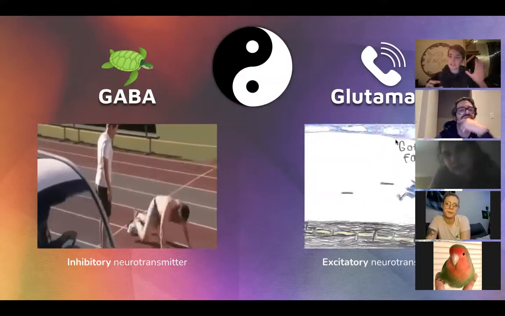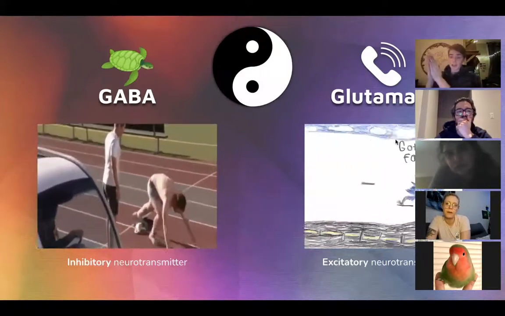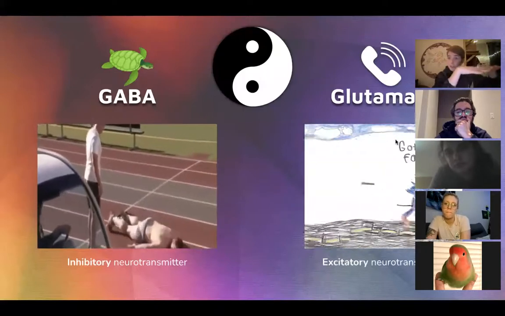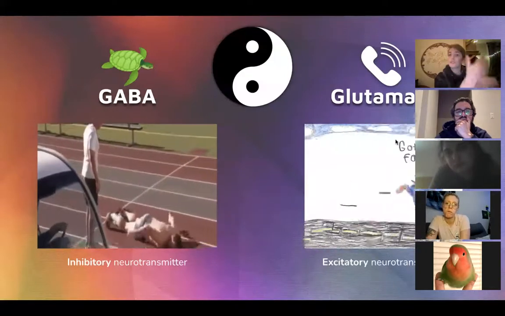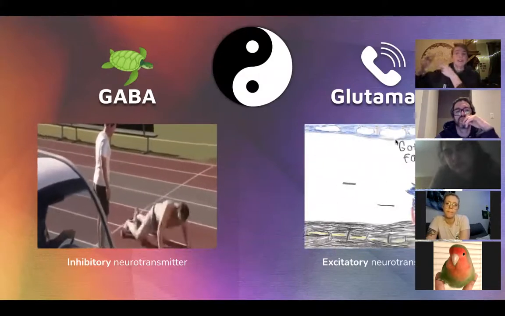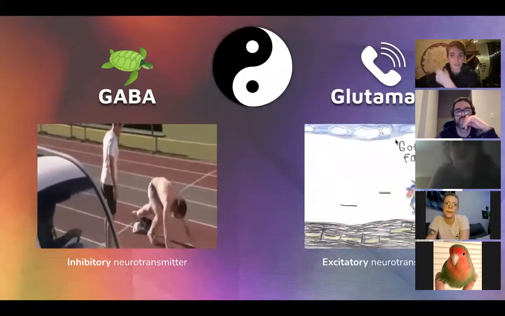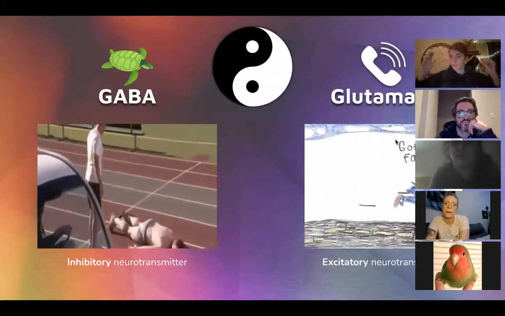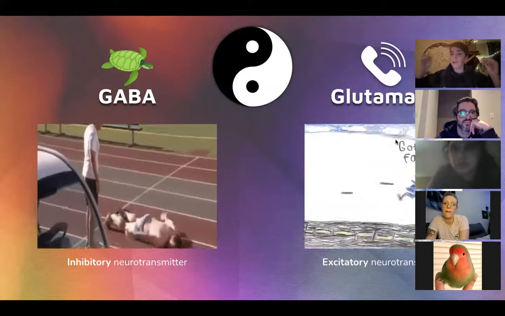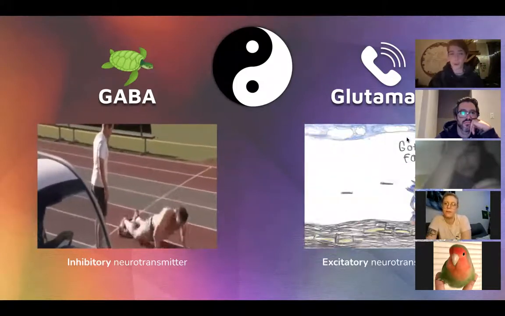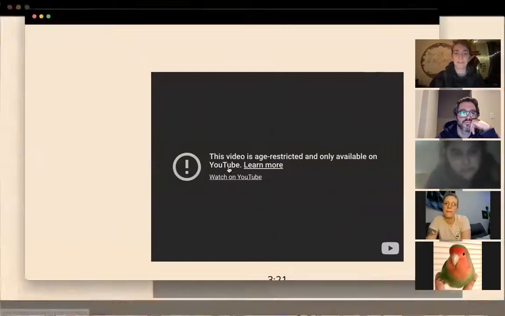So basically, GABA and glutamate do opposite things. GABA calms your system down. It reduces the amount of talking that your system is doing with itself. Glutamate increases the amount of talking that your system is doing with itself. GABA is over here being silent as the grave, and glutamate's over here being, you're on cocaine, if you've ever seen that before.